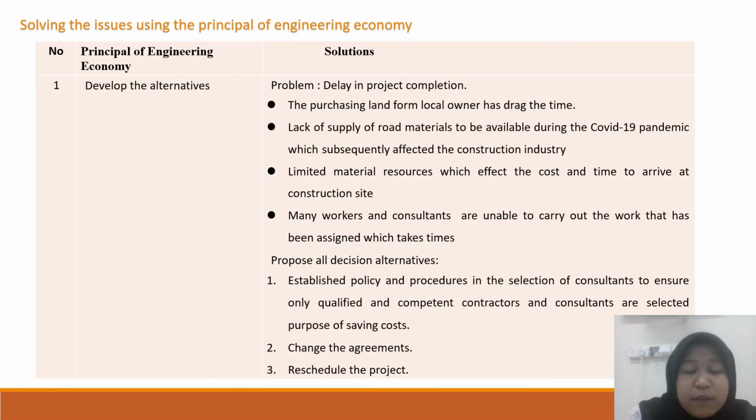So based on the justification just now, if we proceed to the proposed project, it may lead to some issue. So this is the slide which resolves the issue using the principle of engineering economy. The first step here is to develop the alternative. The main problem here is the delay in project completion. This is because purchasing land from local owners has dragged the time, and there is a lack of supply of road material during the COVID-19 pandemic, which subsequently affected the construction industry, and also it has limited material resource, which affects the cost and time to arrive at the construction site.